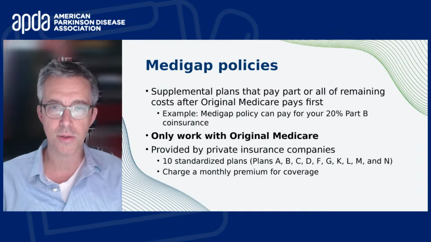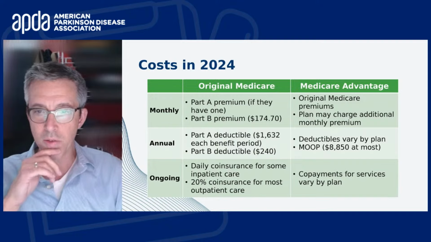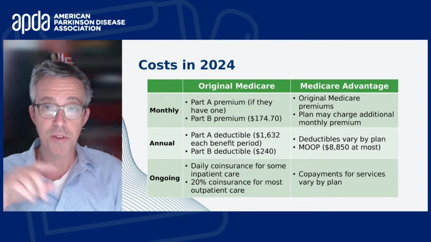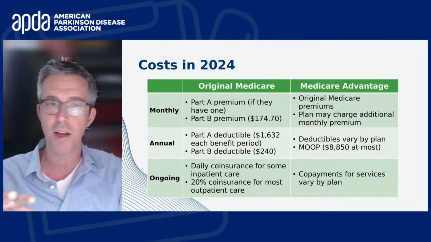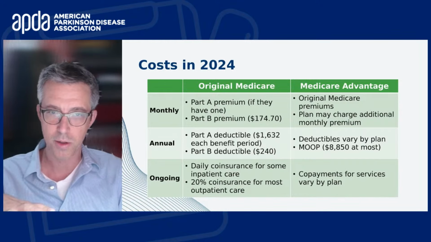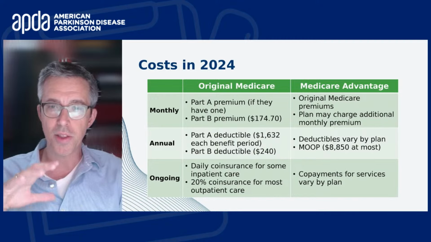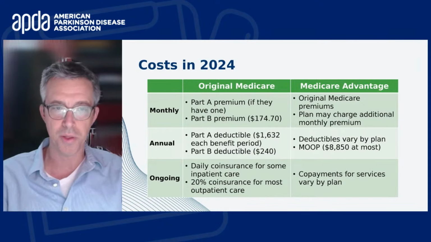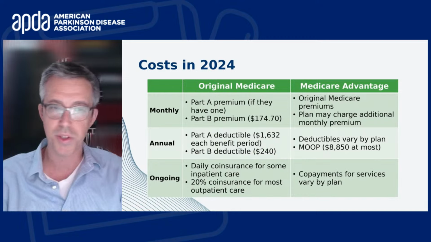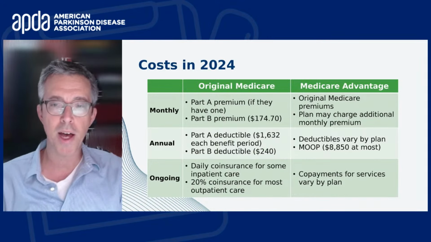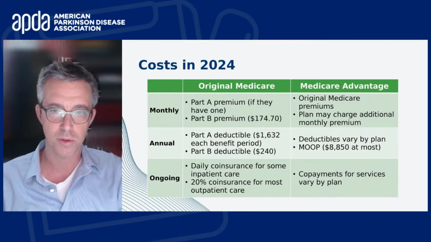Now under Medicare Advantage, can we go back? Under Medicare Advantage, you still have to pay the Original Medicare premium. So you'll still have to pay the Part A premium if you owe it. You'll still have to pay the Part B premium if you owe it. But the plan may charge additional monthly premiums on top, depending. There are deductibles on certain plans, and certain plans don't. There are thousands of different Medicare Advantage plans, all with different terms. The maximum out-of-pocket limit for Medicare Advantage is $8,850 at most.